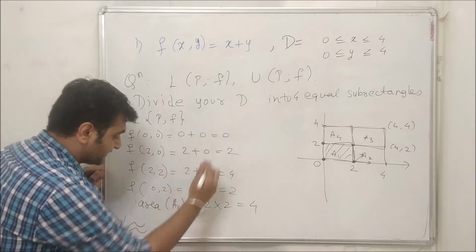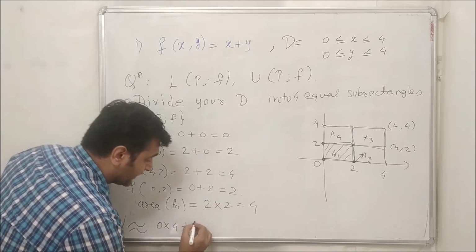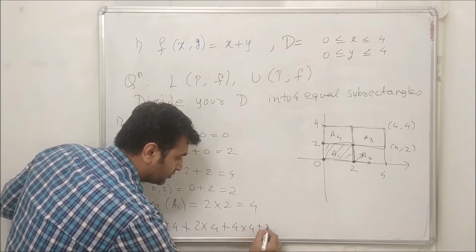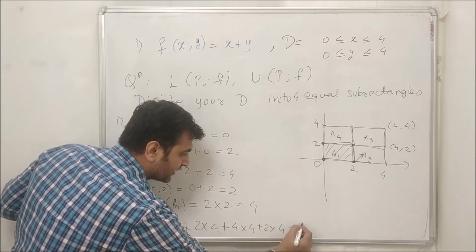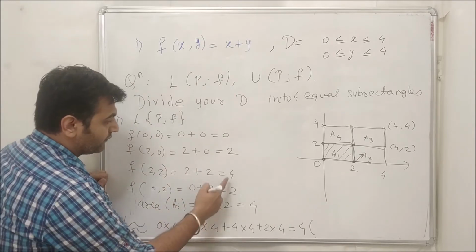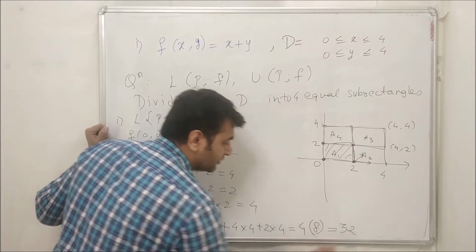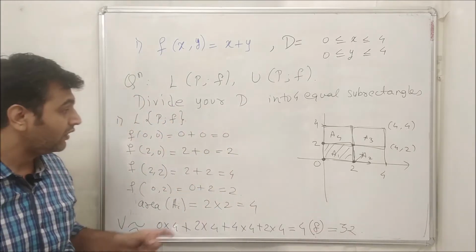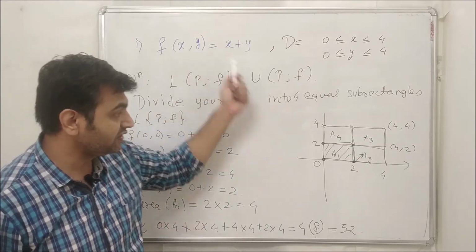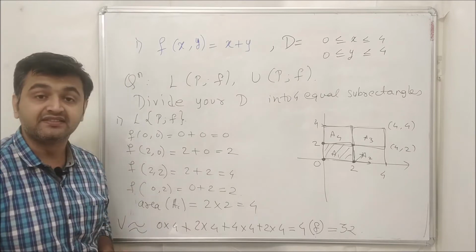So here in this case it will be nothing but 0 into area plus, you go for the second rectangle, 2 into area plus 4 into area plus 2 into area. You can take out 4, which is the area which is common, and you simply add them up. What you get? 4, 5, 6, 7, 8, so 32. So this is called the lower sum for the given function over the given rectangle. So this is how you find the lower Riemann sum.